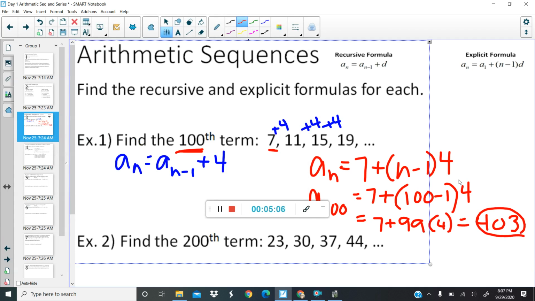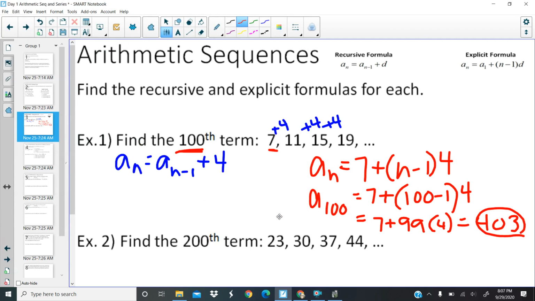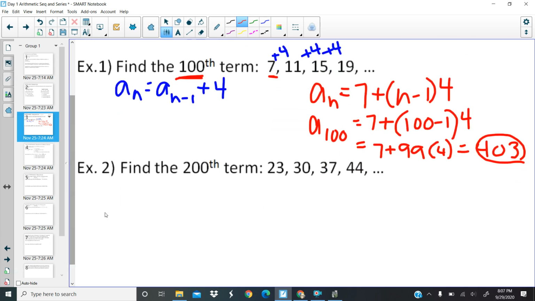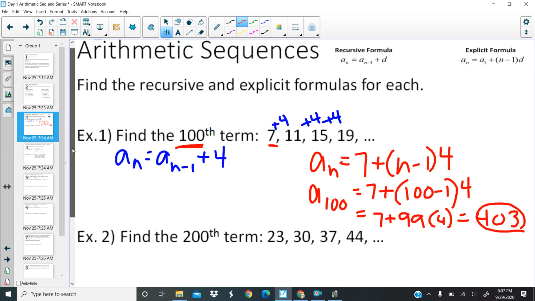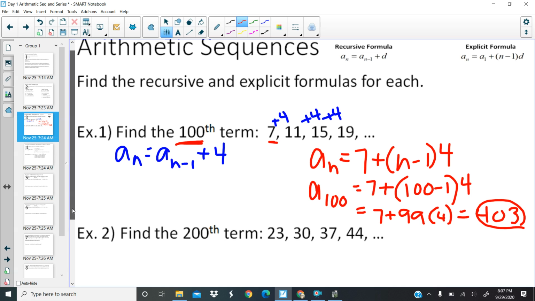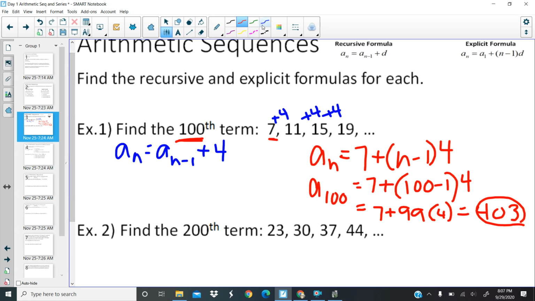So then, if you want to, I would recommend go ahead and pause the video and see if you can do example 2 on your own. So I'm going to scroll back up to the top so you can see both of the formulas, and then unpause when you're ready to see me do it. So to do example 2, first I'm going to do the recursive formula. So I would have a sub n, and I wanted that to be blue.